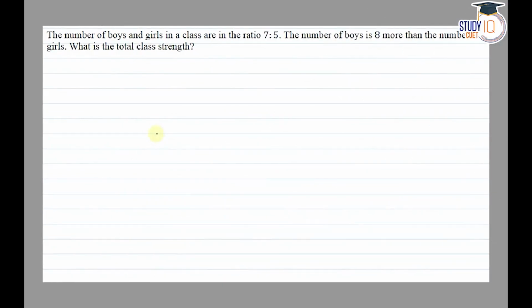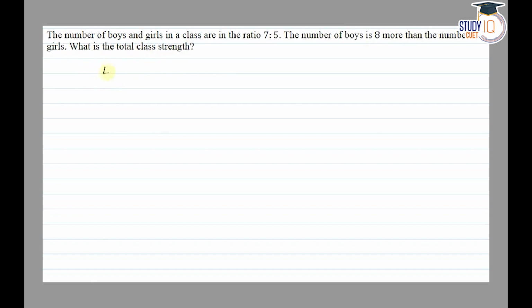Hello everyone, this question appears in the class 8th NCERT chapter of linear equation in one variable. This is the 10th question of exercise 2.2. The question says that the number of boys and girls in a class are in the ratio 7:5. The number of boys is 8 more than the number of girls. What is the total class strength?